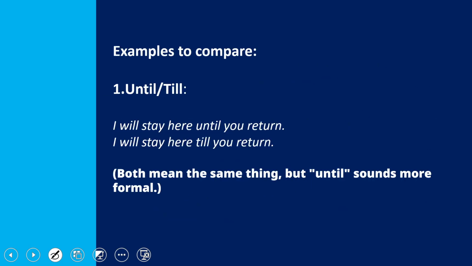Come to the next. Until and till: I will stay here until you return. I will stay here till you return. Both statements are correct. But as I told you earlier, till is more informal compared to until, right? Both mean the same thing, but until sounds more formal. And if you find both connectors in the options, you have to prefer until, not till, right? Because in competitive exams, in objective type English, sometimes the examiner gives both connectors in the options, so you have to eliminate till and hit until, right?